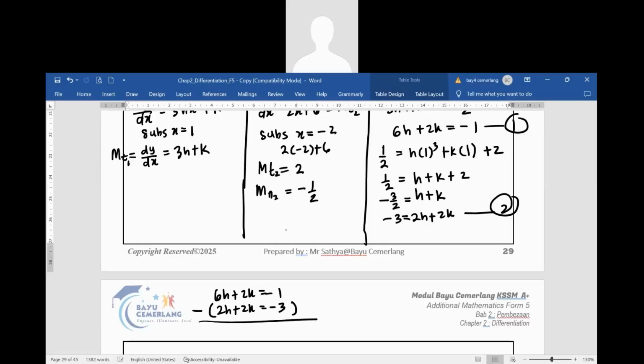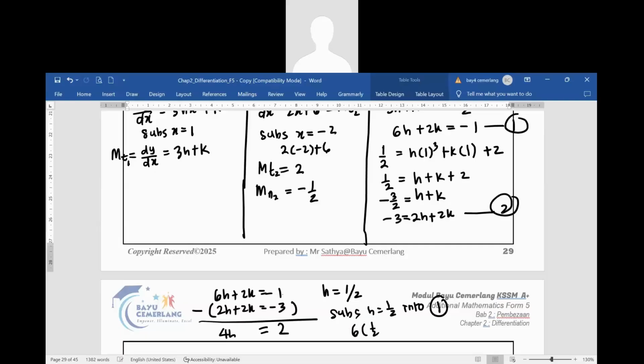Try to subtract the equations. 6h minus 2h is 4h. Negative 1 minus negative 3 is positive 2. So 4h equals 2, therefore your h equals 1 over 2. Whereas for your k, you need to find it by substituting h equals half into equation 1.